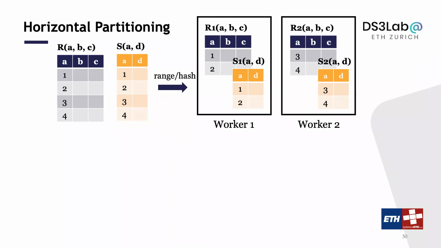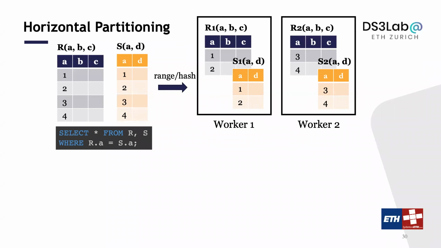Also the same thing for S. I put S1 on worker one, S2 on worker two. And then if you give me a query, for example, you want to join on attribute A, and assuming I'm lucky, that is all my R and S are also partitioned based on A. For example, I can do a hash partition. I can just calculate the hash value on attribute A. I partition the hash range, so I do hash partition on A.